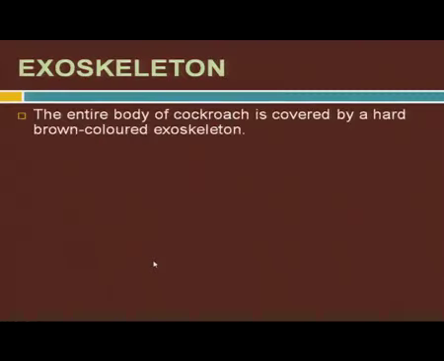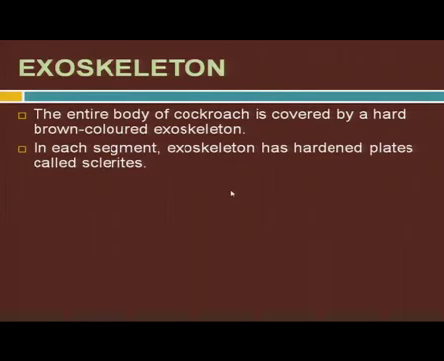Next, coming to the exoskeleton. The entire body of cockroach is covered by a hard brown colored exoskeleton. You must be knowing about skeleton, the endoskeleton and the exoskeleton. Endoskeleton comprises of the bone, and exoskeleton is seen in some of the insects, which is an outer tough layer of chitin. So, it is an outer tough layer of chitin, brown in color, and in each segment the exoskeleton has hardened plates called sclerites.